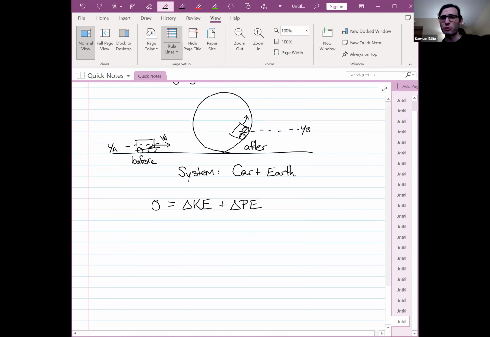Now we're going to assume that the Earth's not moving here. It's a reasonable assumption. Relative to the car, the Earth isn't really moving at all. And the potential energy of the Earth does change, but it changes very, very minimally, so we're going to neglect that too. So here, the potential energy is just the change in potential energy of the car. So in that case, it would be mgyb, and I'm going to choose that u naught is 0, minus mgya.